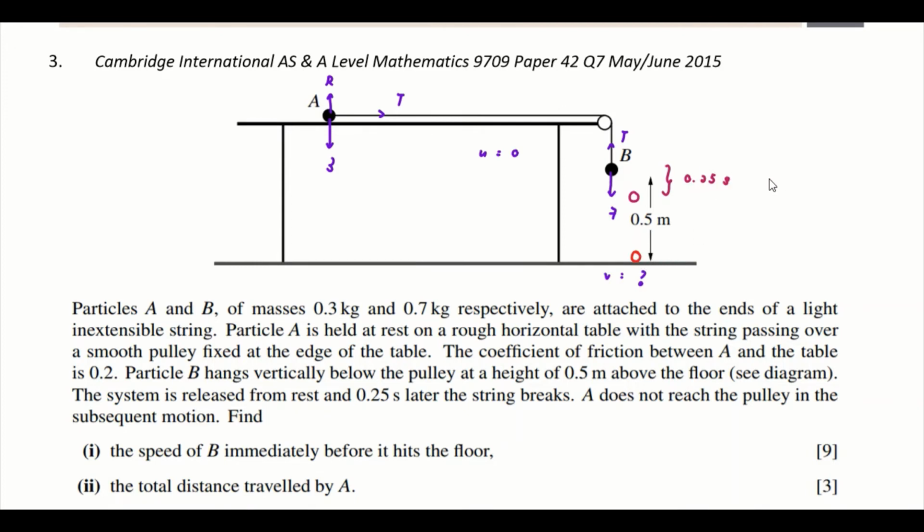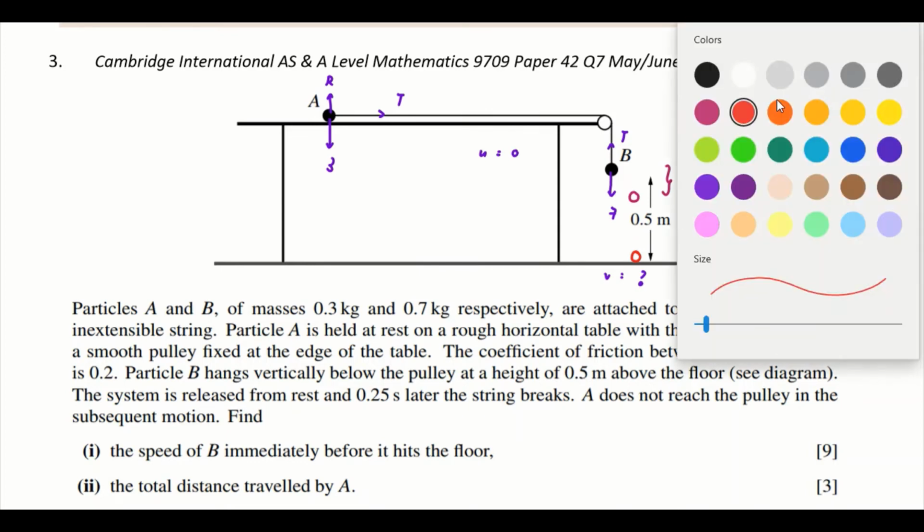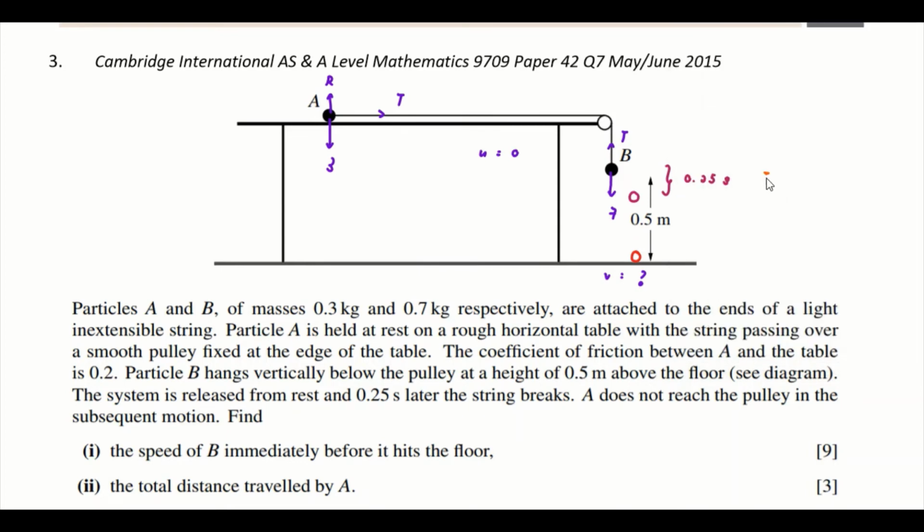So this is the acceleration that is actually caused by the tension, right? Because the string doesn't break yet, that's why the string is taut. So the motion is actually because of the tension of the string and also the weight, which means it applies to the whole system.